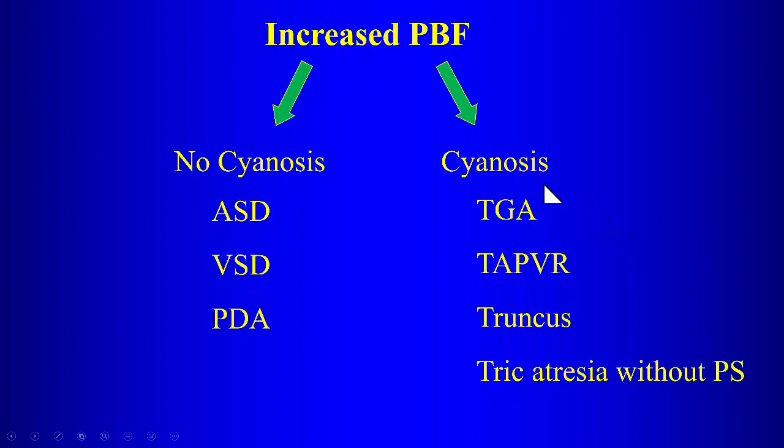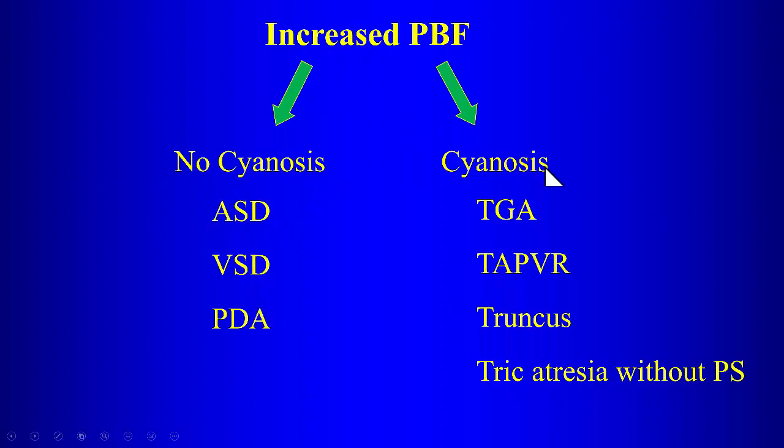So let's summarize. We start the discussion of congenital heart disease with the pulmonary circulation if we're dealing with the plain film. If there's increased pulmonary blood flow, you want to know, is the patient cyanotic or not cyanotic? If there is no cyanosis, you're in the category of left to right shunts. ASD, VSD, PDA, those are the most common.